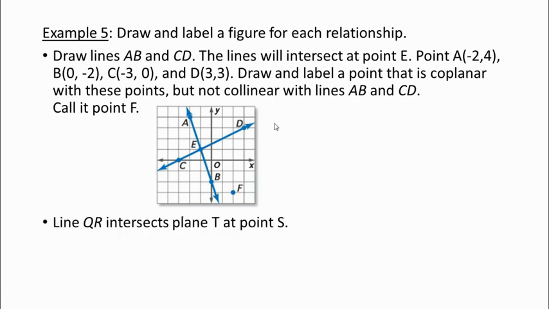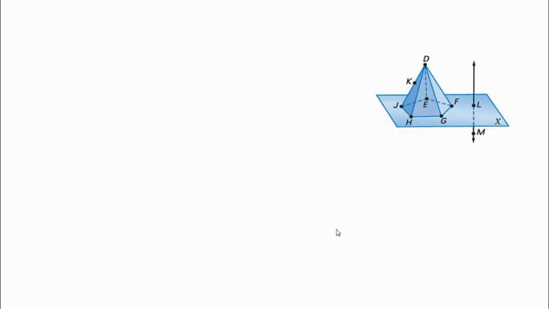And then draw a line, separate from this, line QR that intersects a plane T at point S. That sounds real confusing, but it's real simple once you look at a picture and think about it backwards. If I have plane T and a line going through it, imagine you're stabbing a pencil through a sheet of paper. Line QR is the pencil, and it intersects the paper at point S, and the sheet of paper is plane T.